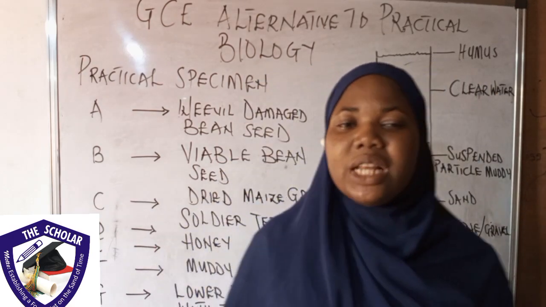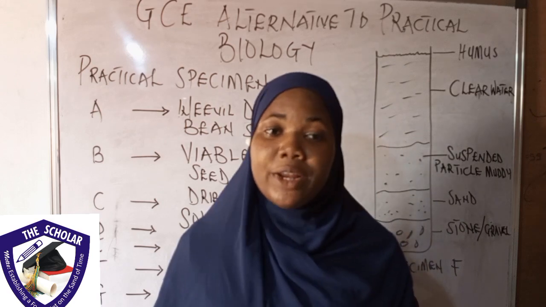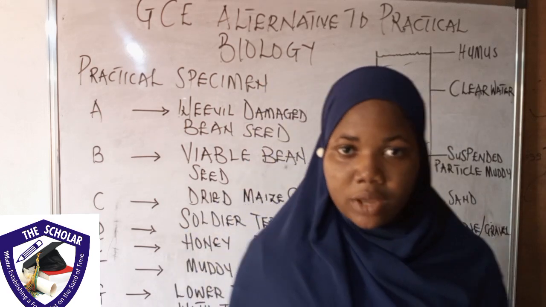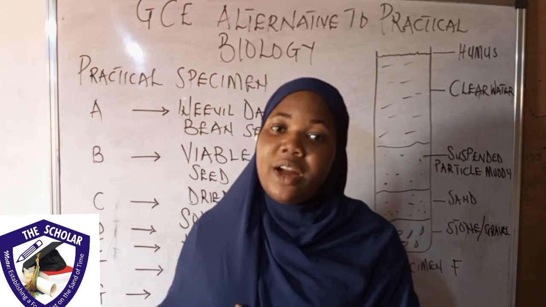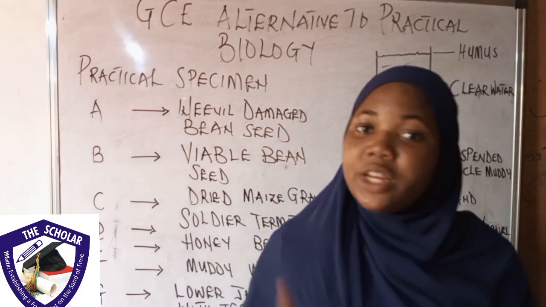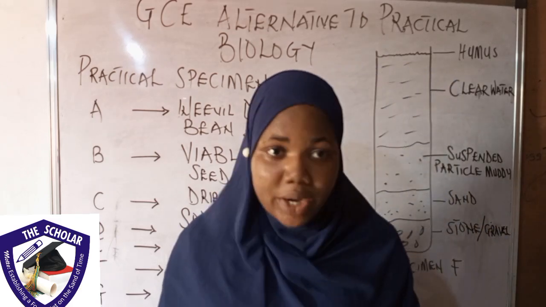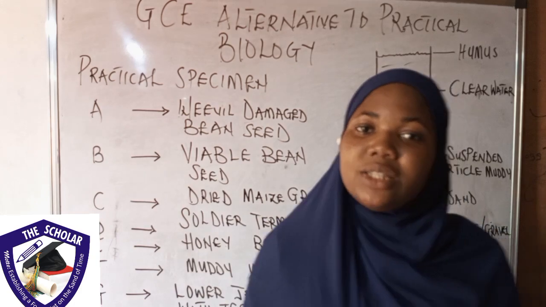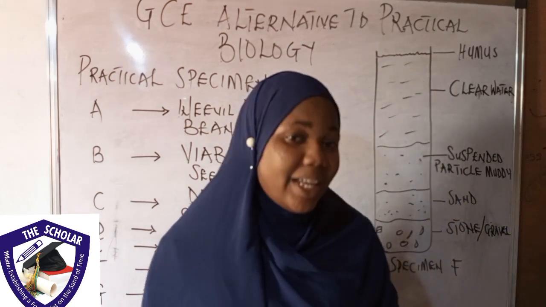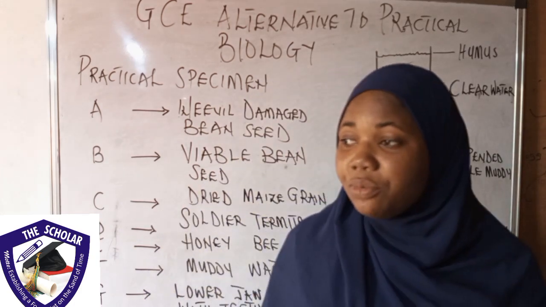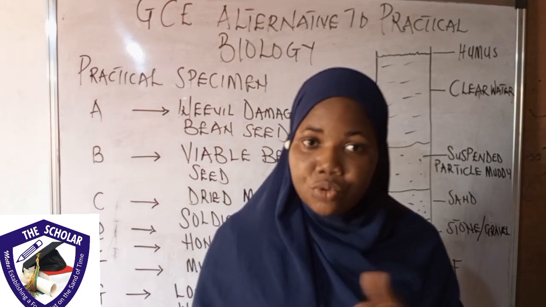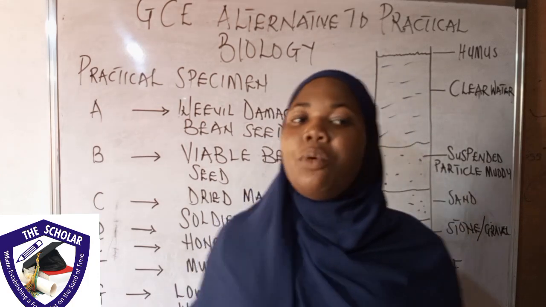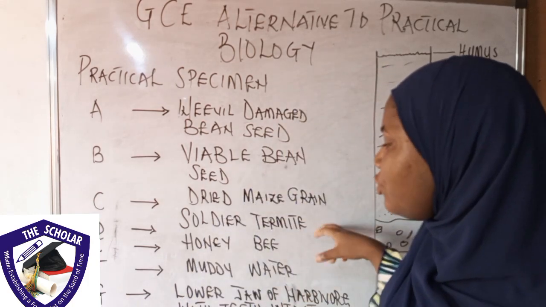Now, under the classification, it belongs to the phylum Arthropoda. Why? Because of what? They have 3 body divisions. They have jointed appendages or legs. So for the class, they also belong to the class Insecta because of that 3 body division: head, thorax, and abdomen. Now, what are the observable features of these soldier termites?